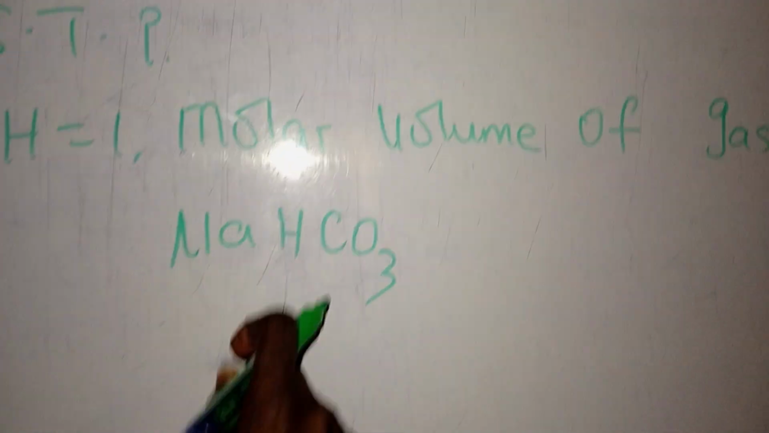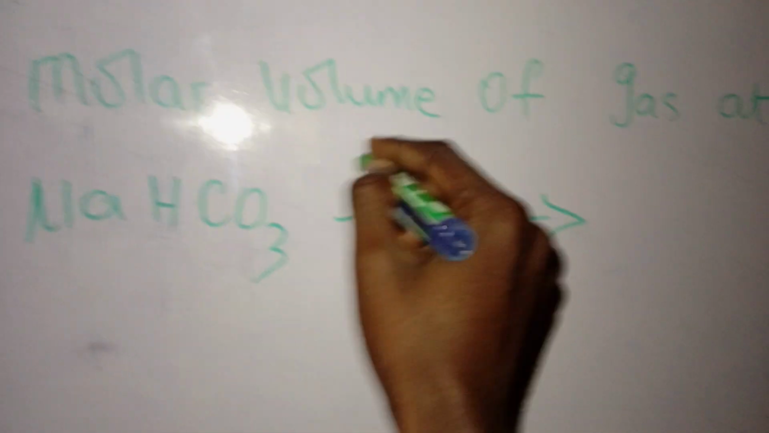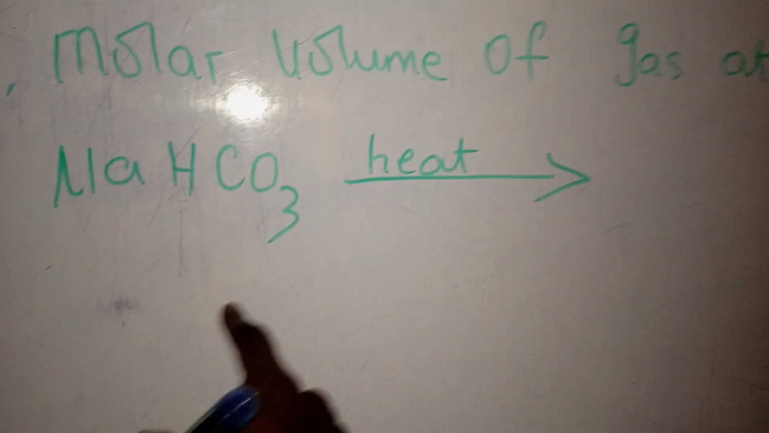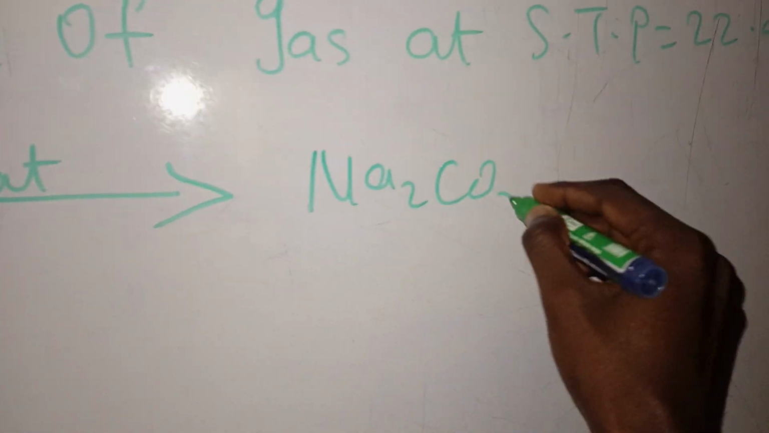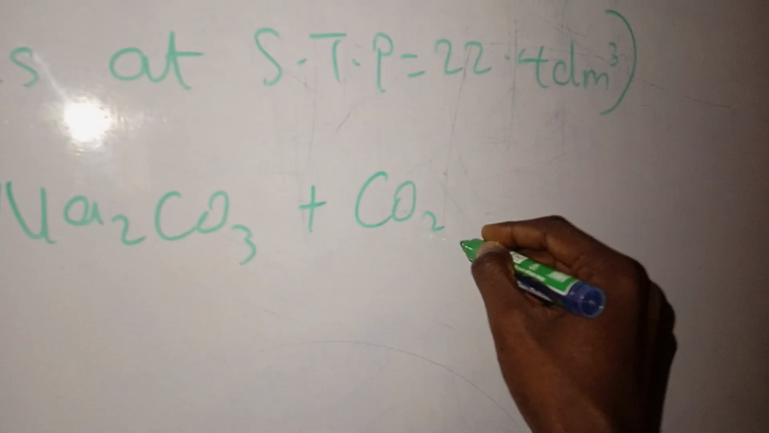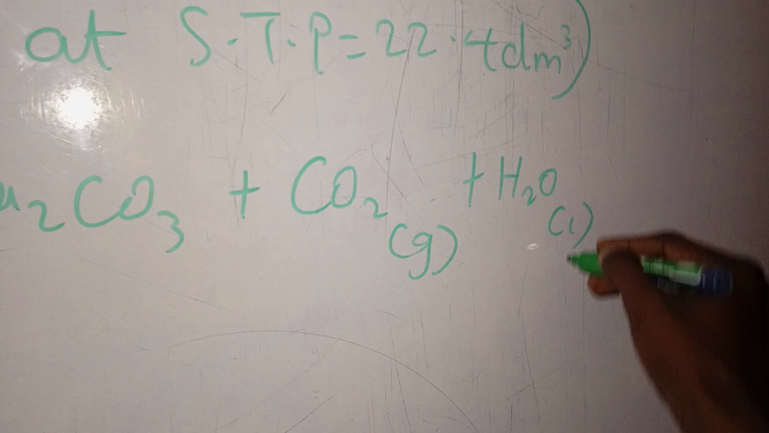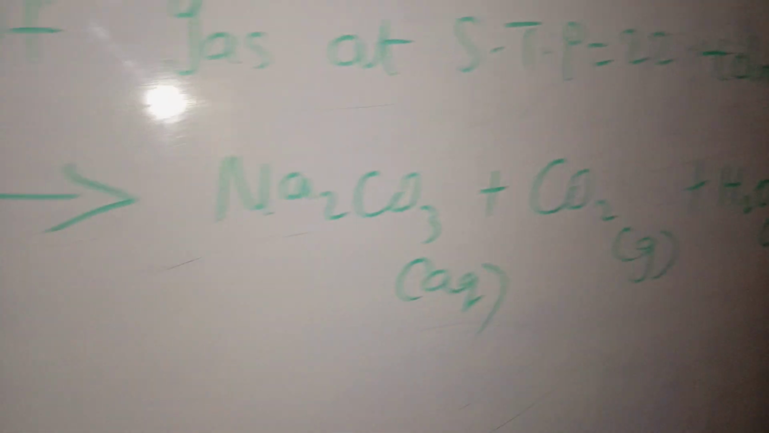So now coming back to this, it is decomposed. That means it was broken down, decomposed. They said by heat, so there's going to be heat here. Automatically, this type of reaction is a thermal decomposition. I'm going to have Na2CO3 as a byproduct plus CO2 gas plus H2O. It's not left for me to balance the equation.